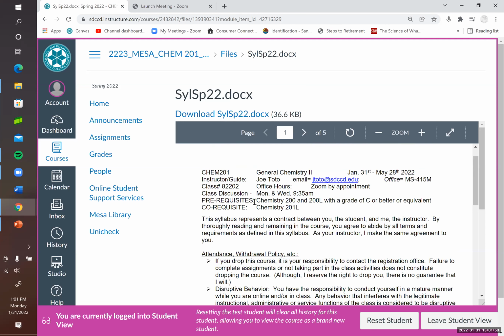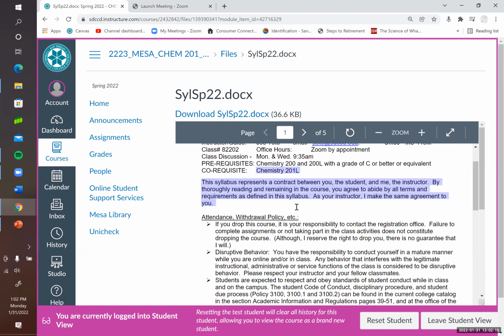We have a prerequisite for this class, which you've passed, the Chem 200 and 200 lab, and a co-requisite of 201 lab. I told my lab this morning that if you're taking the lab here at Mesa, then you should try to take the lecture at Mesa because they mesh really well. So I'm going to tell you the same here.